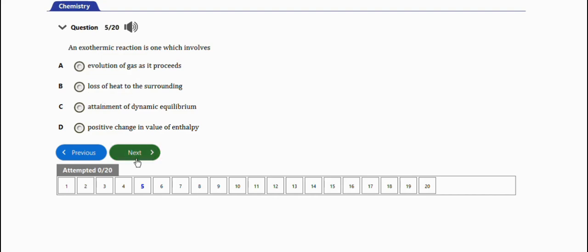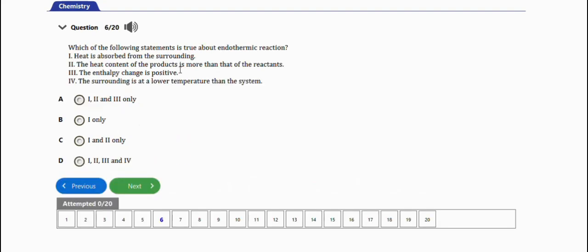Next question is this one. It says, which of the following statements is true about endothermic reaction? Heat is absorbed from the environment. Yes. The heat content of the product is more than that of the reactant. Yes. The enthalpy change is positive. Yes. The surrounding is at a lower temperature than the system. Yes. So all of them are correct. So that means the right answer is option D. That's for this question.